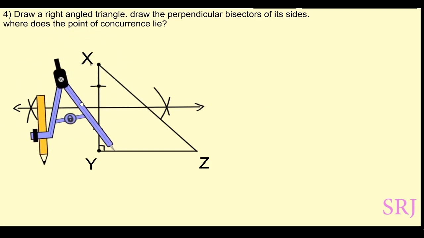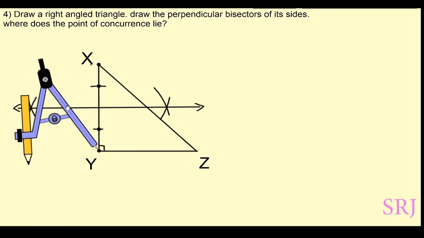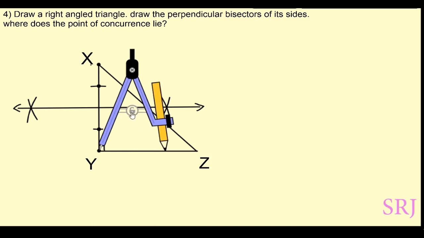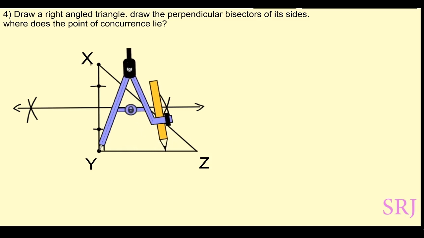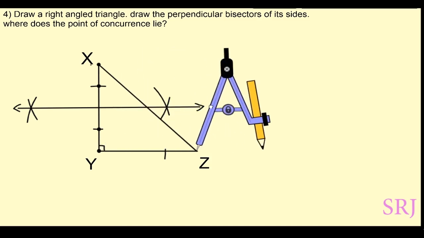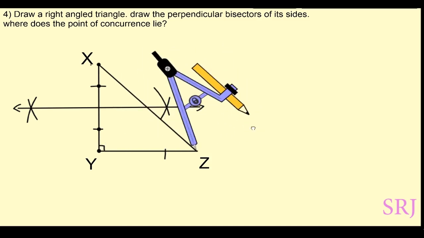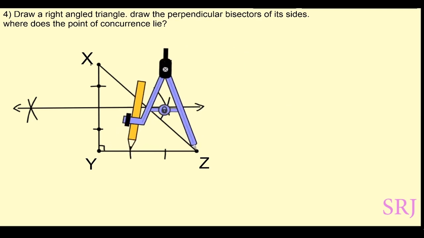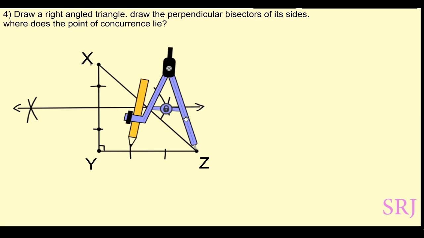Place the steel head of the compass on point Y and set the compass to a radius of more than half of YZ. Then draw an arc on line YZ. Shift the compass head to point Z with the same radius and draw another arc on line YZ.